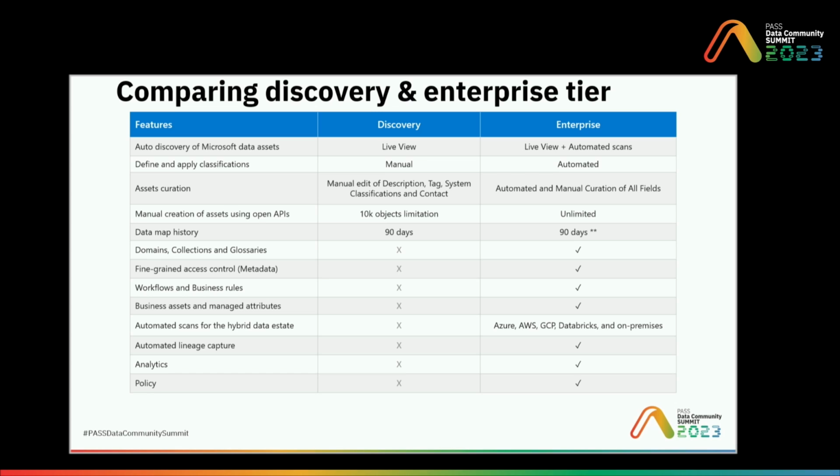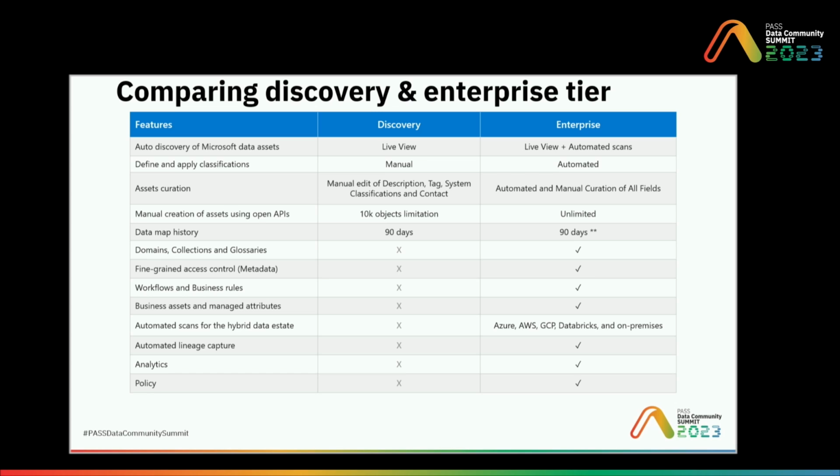You can also have manual edits or descriptions, tags, as I mentioned, with the discovery tier, but with the enterprise tier, everything is automated again. So it's the ease with which you can do all of this. There are also limits in terms of the number of objects in the discovery tier. Nothing of that sort in the enterprise version. We also have capabilities like data map history that's limited within the discovery tier, which Vlad will showcase to you in terms of audit, but it's a lot more capable with respect to the enterprise tier in terms of the different things that we enable audit on.